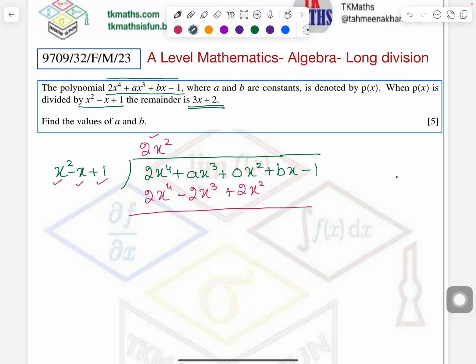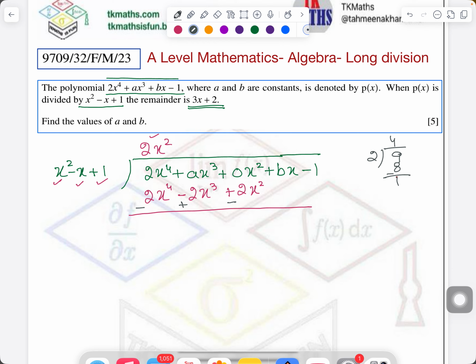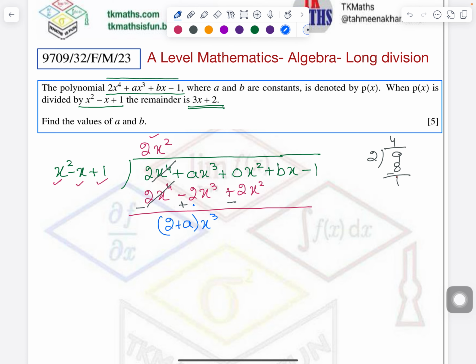Now I will subtract, because we subtract the terms to get the remainder. You know this from the basic concept. To recall, suppose 2 times 4 is 8, it is plus 8, but you subtract the numbers to get the remainder. Similarly here, the signs of the terms will change in the bottom. So this will cancel out, and what is left is 2 + a as the coefficient of x³, 2 from here and a from here. From here you will have −2x², and the remaining terms I will just copy down as they are.